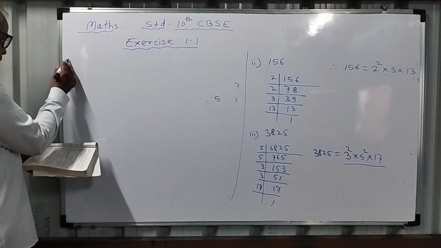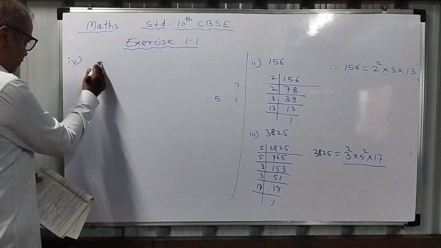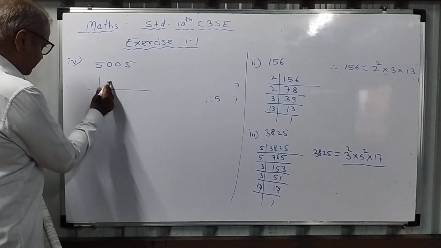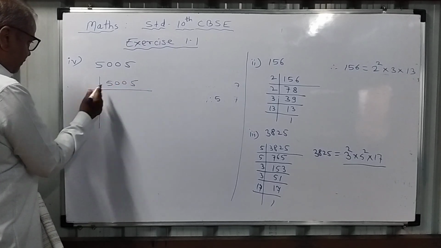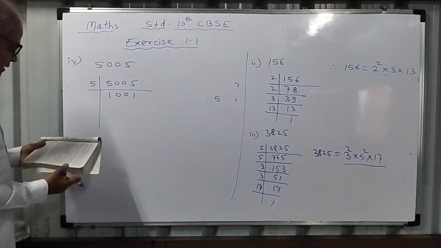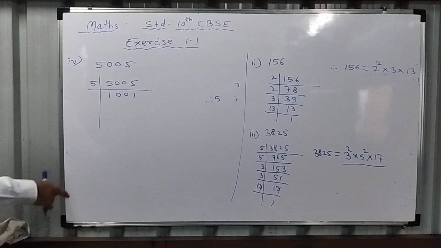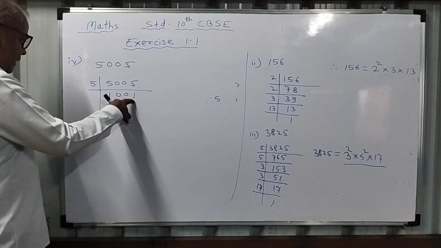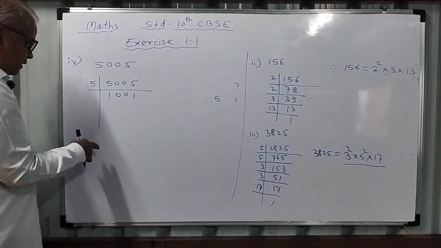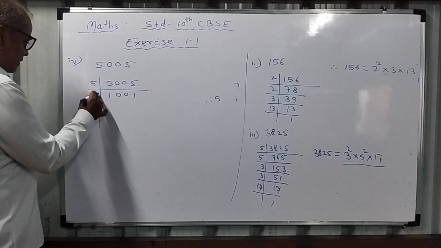Sub question number 4. 5005. 5005 is divisible by 5. 5 ones are 5, 5 zeros are 0. Now it will not be divisible by 2 or 3, so we will try with 7.